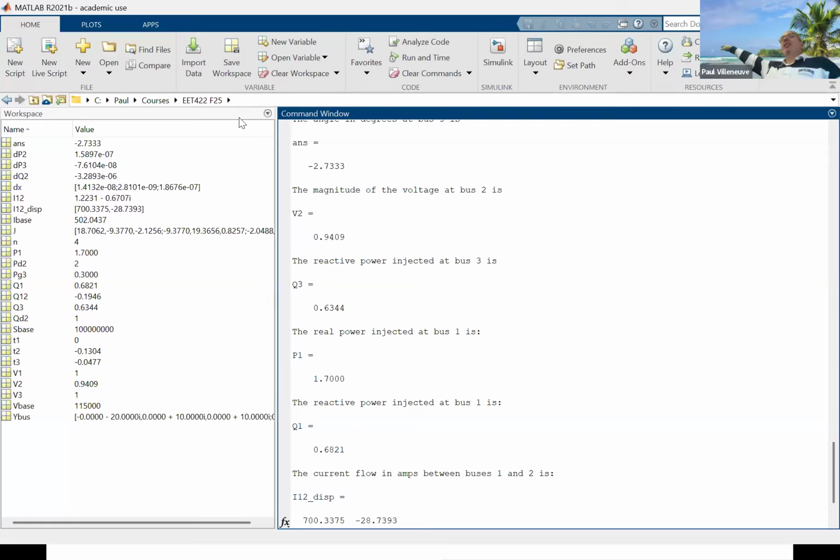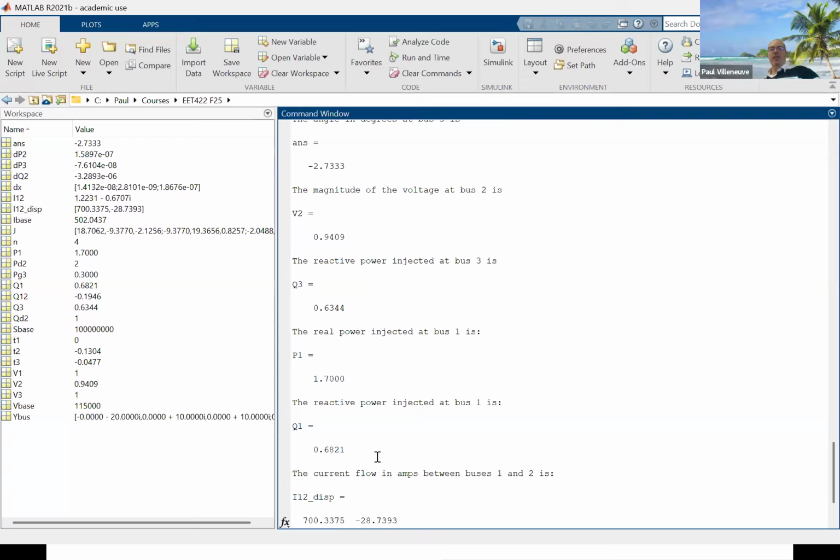The power system does not have any real losses in it. There's no resistors in our lines, so there are no real power losses. So all the real power that's going through the system is going to be consumed by the load at bus 2. I need 170 megawatts from bus 1 and the remaining 30 megawatts from bus 3. That validates that we're feeling pretty good about the results.